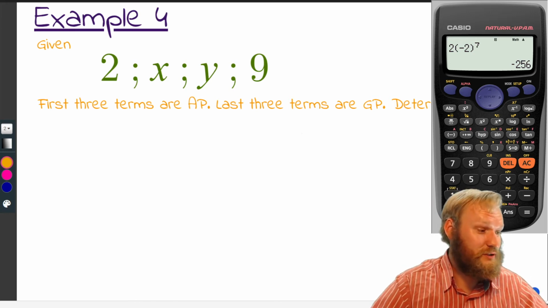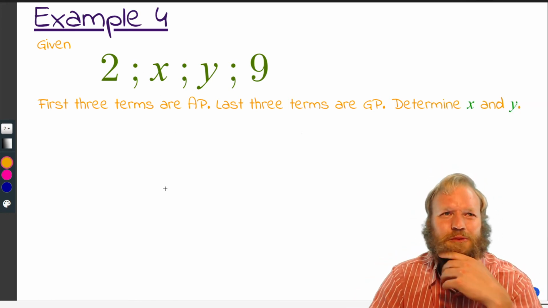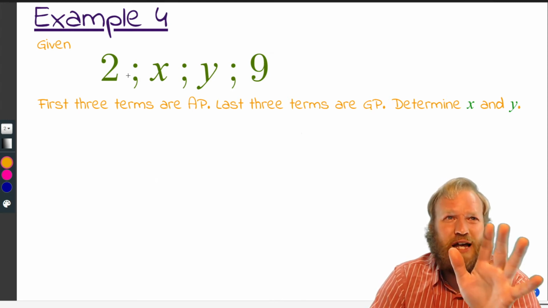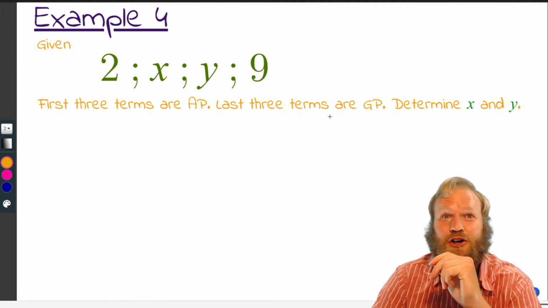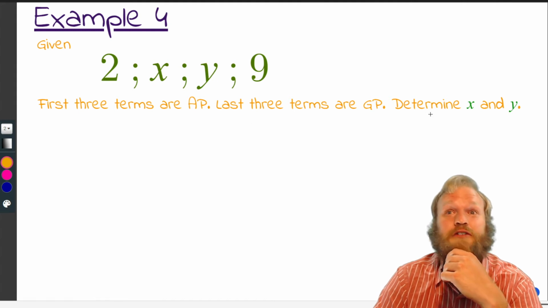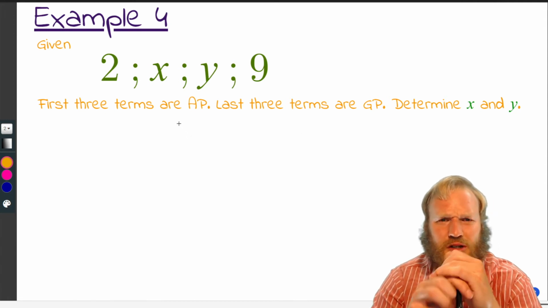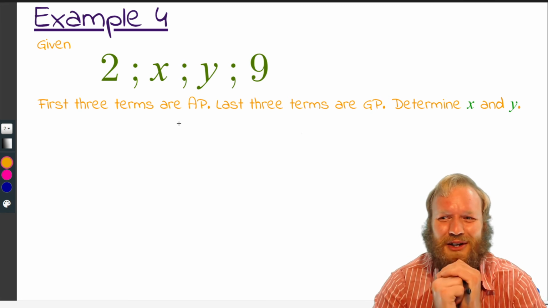Example 4. Now this is a nice one. Calculator not going to help us too much because there's some algebra happening. The first 3 terms are an arithmetic progression. The last 3 terms are geometric progression. Determine the value of x, determine the value of y. How are you feeling? What ideas do you have at this stage? You can't say none. What are your ideas? You must have something going.